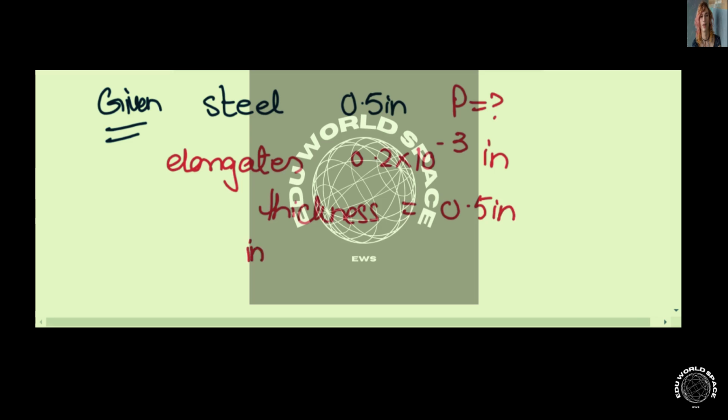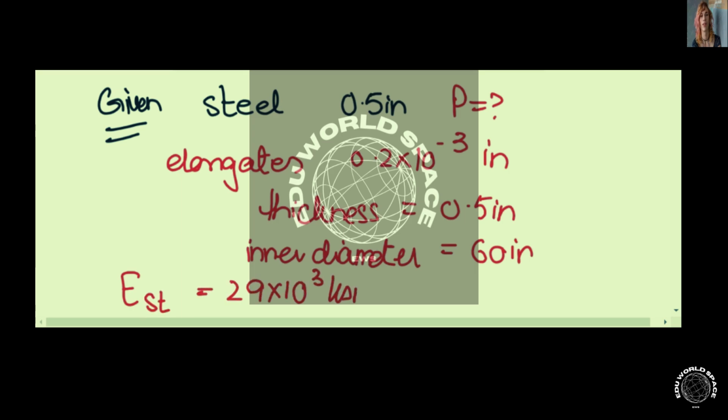Now its inner diameter is equal to 60 inch. Now we need to determine the maximum x-y in-plane shear strain in the material. The elasticity is equal to 29 into 10 raised to power 3 ksi, and epsilon is equal to 0.3. So let's start with the solution.